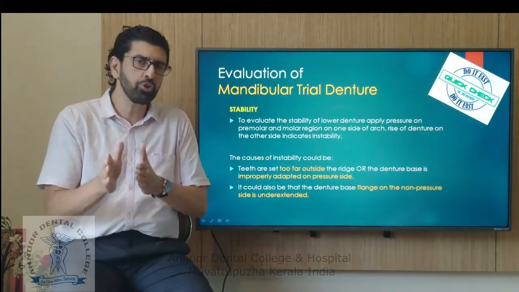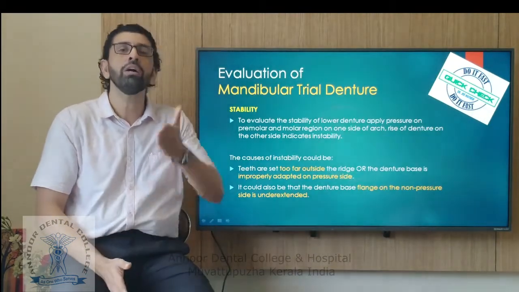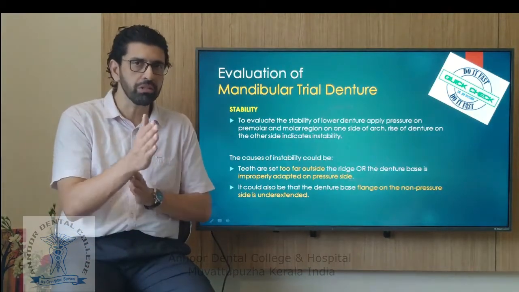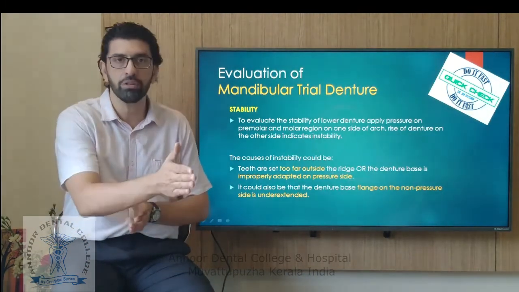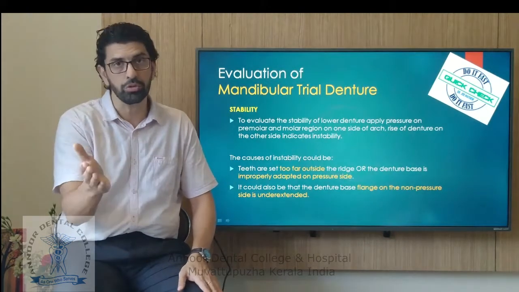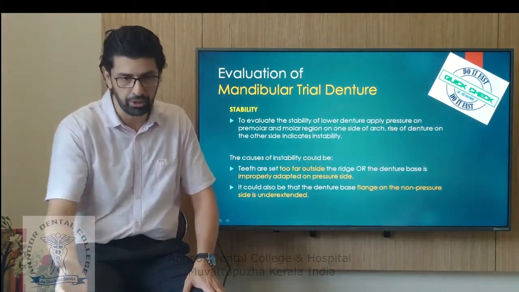But I am presuming that the flange extensions and things like that would have been checked by you during the jaw relation. Here, my focus would be on the teeth arrangement. Did I arrange it on the crest of the ridge? Did I go far off buccally, and is that causing the tipping or the instability of my denture base?